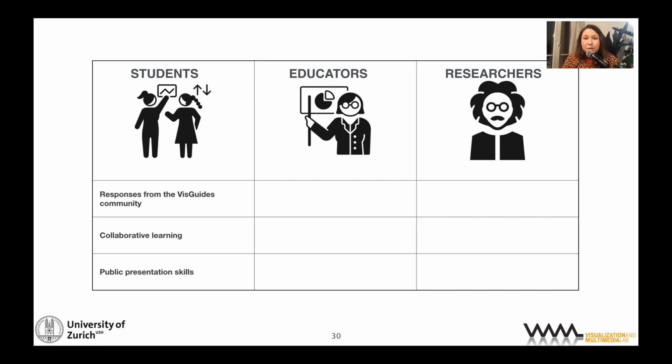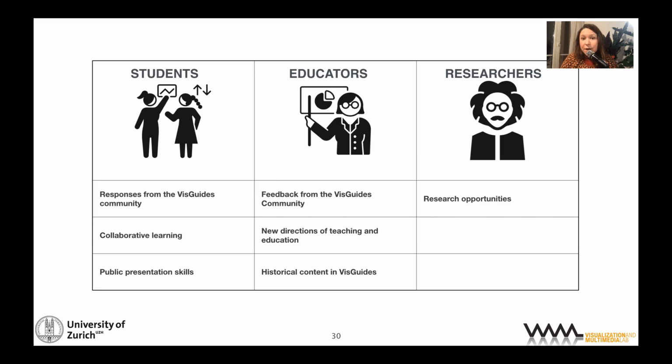In the case of educators, they can also benefit in many ways. They receive valuable feedback and perspective from the posts in VisGuides from the VIS community, they can identify topics that need to be reinforced and new directions in teaching and education. Finally, for the very first time, educators can compare the current and forthcoming assignments with previous years at VisGuides. For researchers, there are also benefits. There are new research opportunities, open questions, and challenges that may arise from the post discussion on VisGuides and can be further developed.